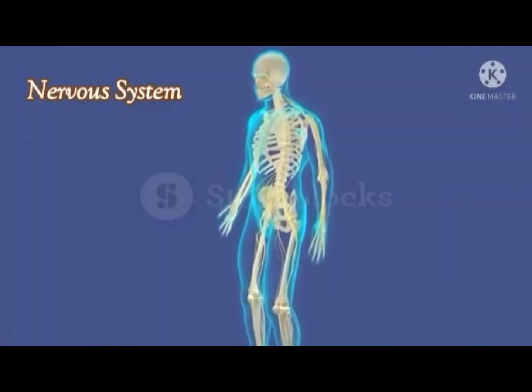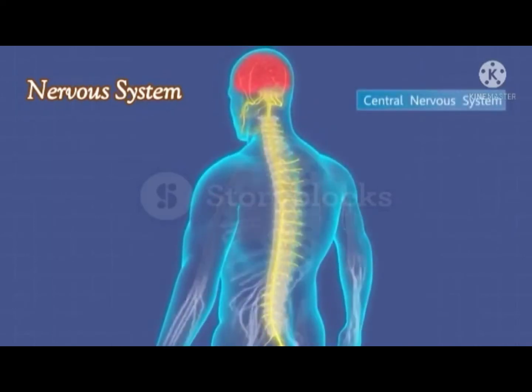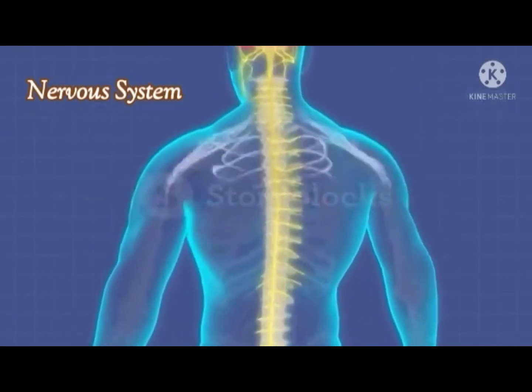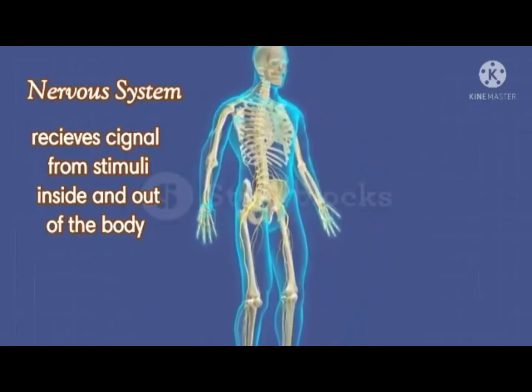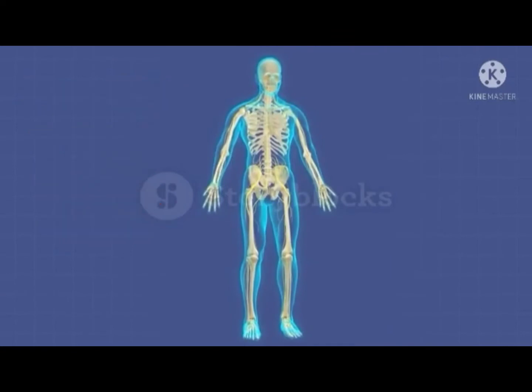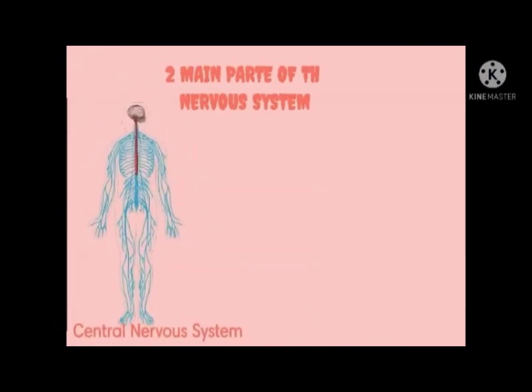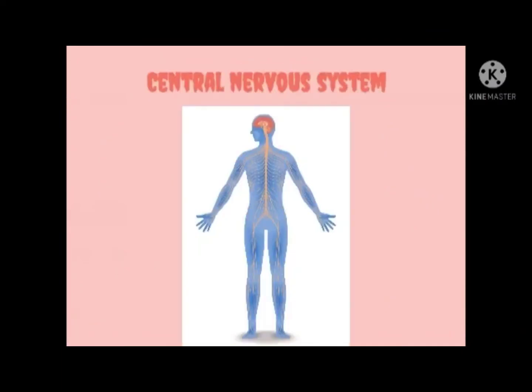Nervous system. The body system that controls the parts of the body is the nervous system. The nervous system receives signals from stimuli inside and outside of the body. The main function of the nervous system is to direct and coordinate bodily activities. The nervous system has two main parts: the central nervous system and the peripheral nervous system. The central nervous system is made up of the brain and the spinal cord.